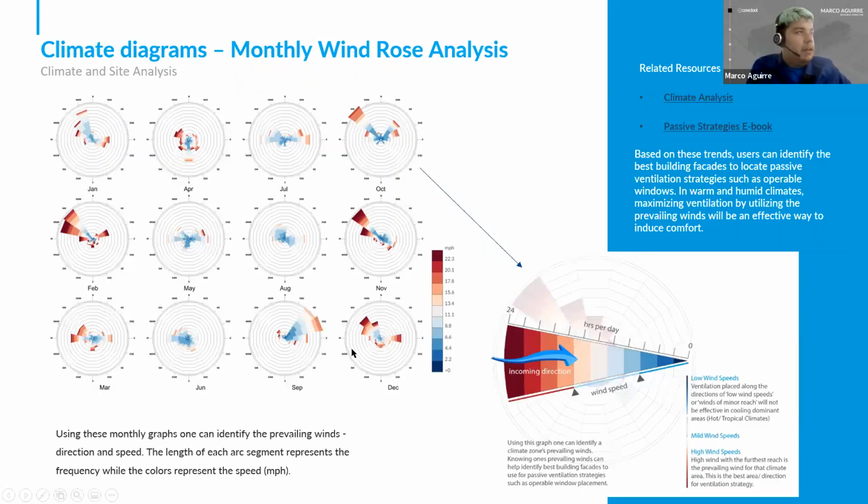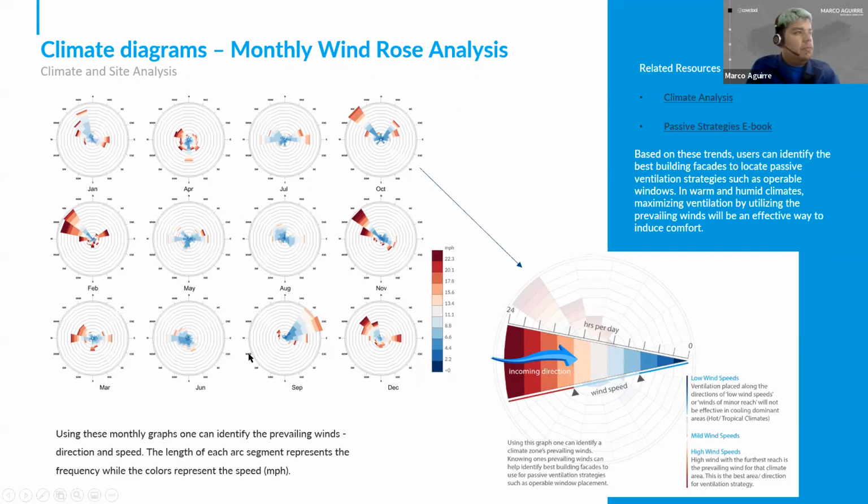And the last climate diagram that we'll talk about today is the monthly wind rose analysis. So these are 12 different wind roses representing the different months in the year. Each of these wind roses maps the intensity, number of hours of days, and incoming direction of ambient wind.